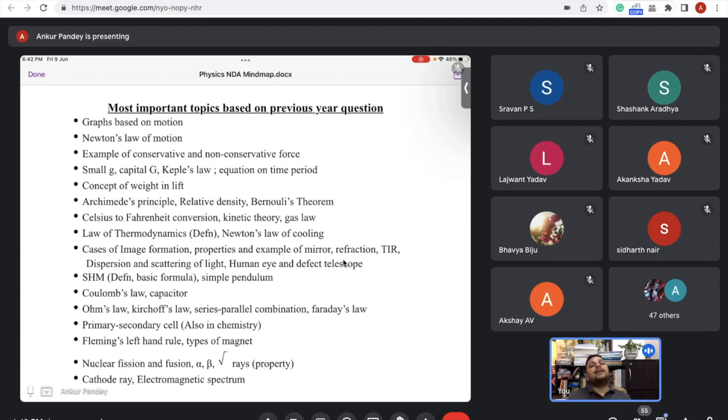Coulomb's law and capacitor, 12th grade. Ohm's law, 10th grade. Kirchhoff's law, 12th grade. Series and parallel combination, 10th grade. Faraday's law was there in 10th grade. What is Faraday's law of electromagnetic induction? Akansha, chocolate for not giving the right answer.